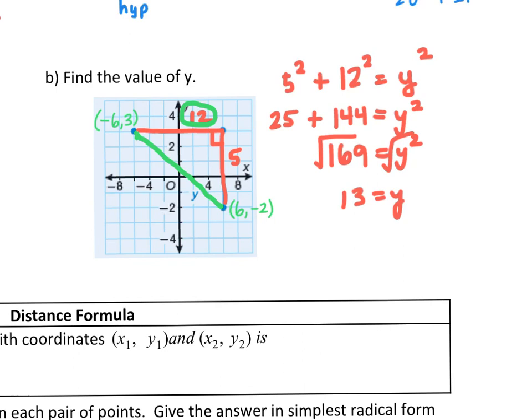That is correct. That is 5. It would be that vertical distance from 3 to -2. In order to develop the legs, in the horizontal case to get this 12, we just took the two x coordinates and subtracted them. To find the length of the vertical leg, we took the two y coordinates and subtracted them.